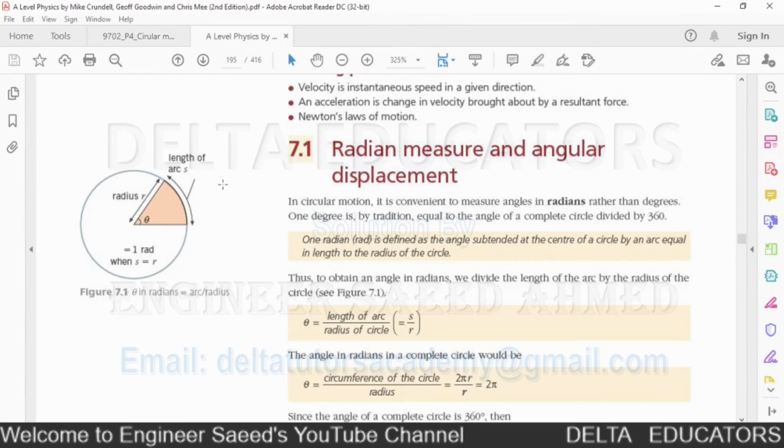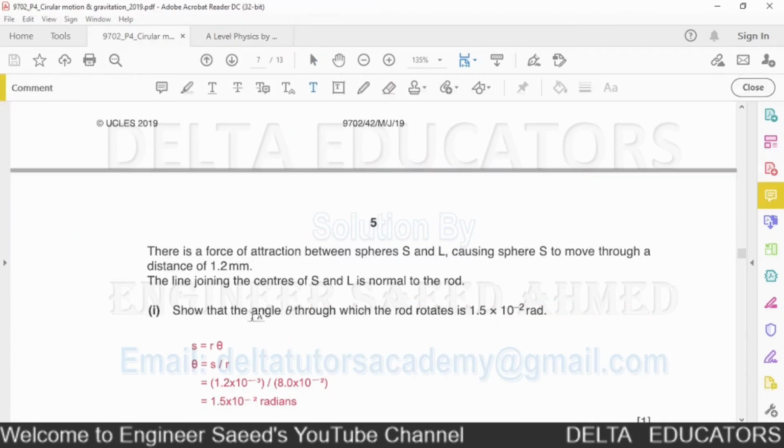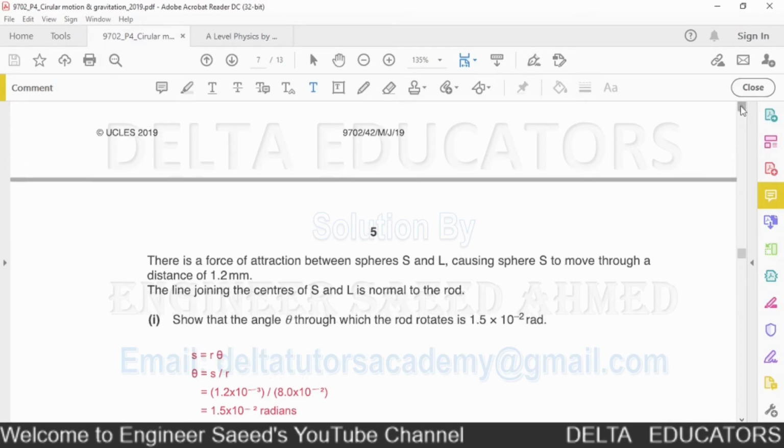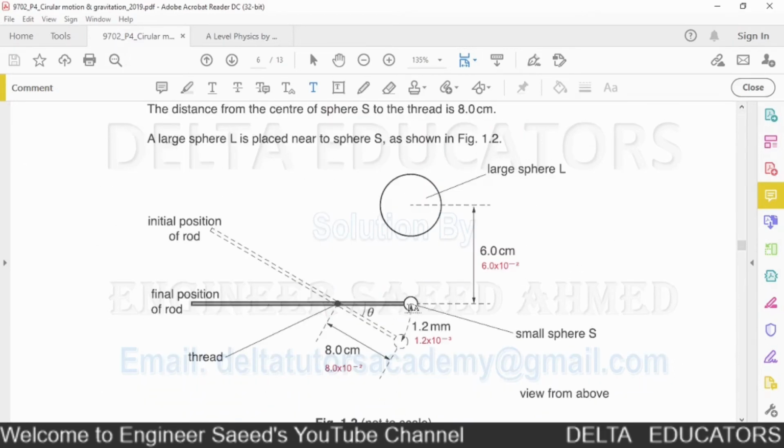In the topic of circular motion, we have studied a relation theta = s / r, where theta is the angle in radian, s is the arc length, and r is the radius of the circle. The same mathematical expression we are going to use here: theta = s / r. Here the value of s is 1.2 millimeter. It is given that sphere S moves through a distance of 1.2 millimeter, so the arc length is 1.2 millimeter.